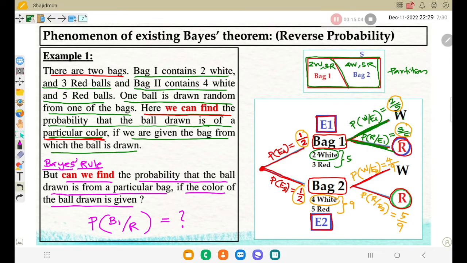See what is the difference actually here and here, you can see. See here, probability of a white ball from bag number 1, 2 by 5. Probability of a red ball from bag number 1, correct?